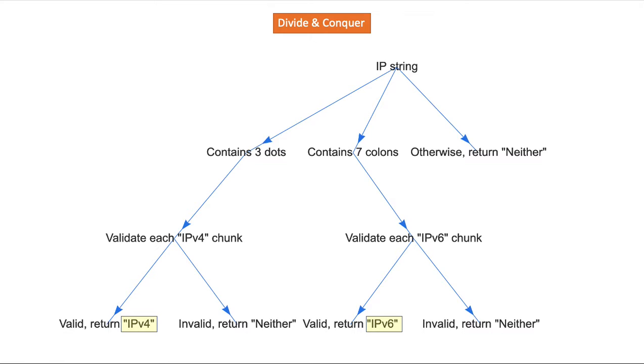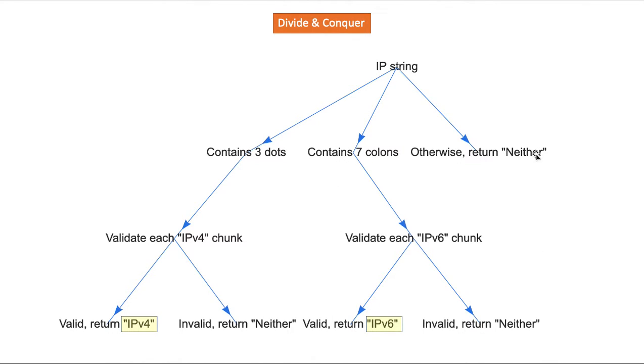On the other hand, we may use a divide and conquer technique in a tree structure-like workflow. Specifically, we test IP string to see whether it contains three dots or not. If it does, we branch out to this part of the workflow. Otherwise, we test whether the IP string contains 7 colons or not. If it does, we branch out to this part of the workflow.